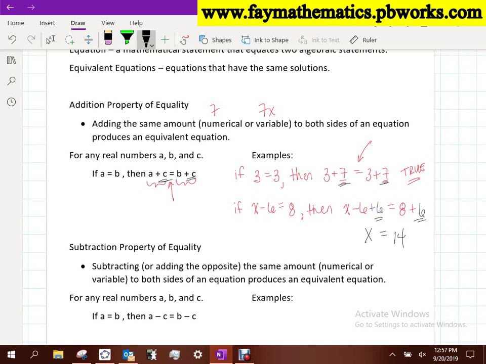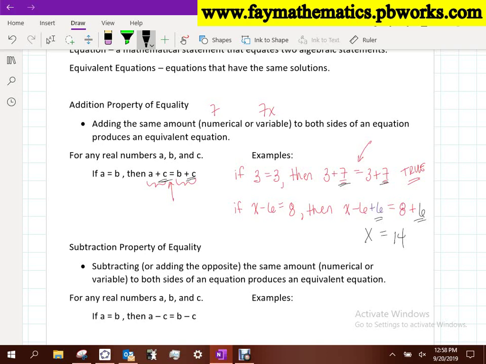So x equals 14 is a new equation. It's different than what I started with. x minus 6 equals 8 is different than x equals 14. However, they're equivalent equations because their solutions are the same. Is that okay with everybody?